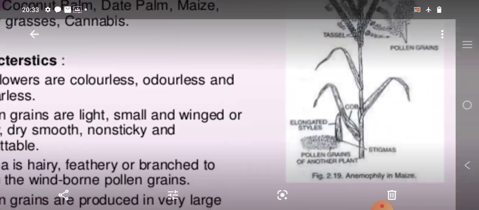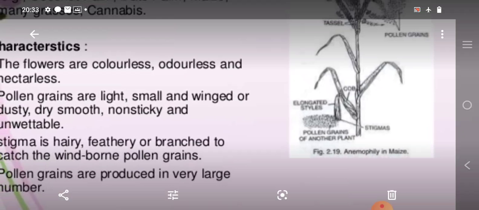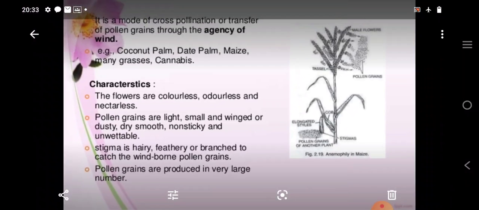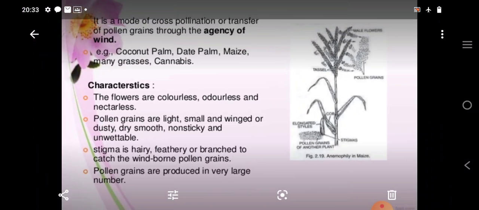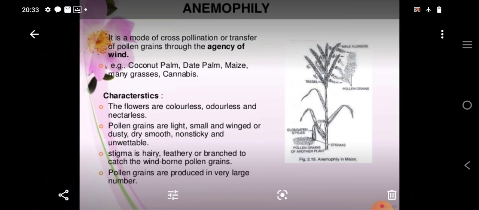And in the lower region, you might have played with it in childhood, on the maize cob where the corn grains grow, there are moustache-like structures. This is called the female flower. The fine hair-like structures are the stigma, and when the pollen flies in the air, it lands over the stigma very easily, it catches it, and the pollination process completes. So this is the example of anemophily.